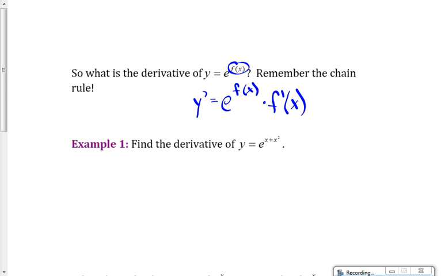Chain rule. Okay? So take 10 seconds and do example 1. Go. Five seconds, no pressure. Everybody done? 10 seconds wasn't enough? Everybody done now? Okay. It's e to the.